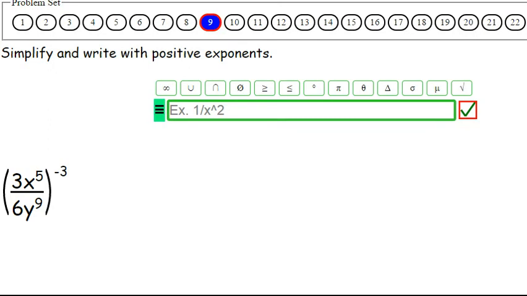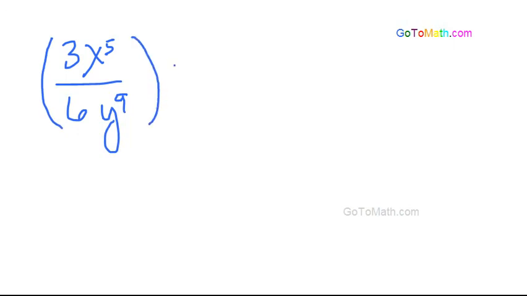Alright, let me write this down. So we have 3x to the 5th over 6y to the 9th, and it's all raised to the -3. This reminds me of a problem we did earlier. Alright, we'll just go with the flow.